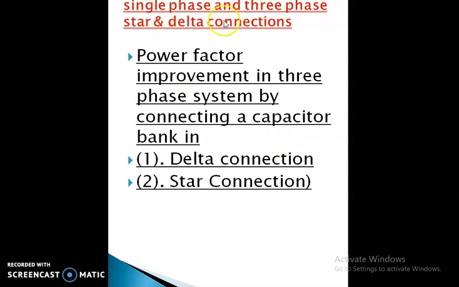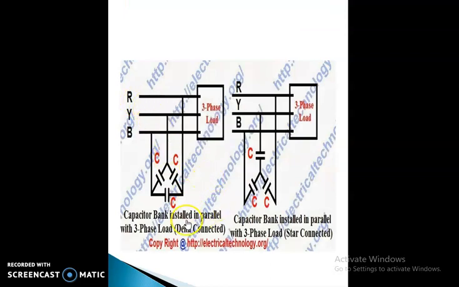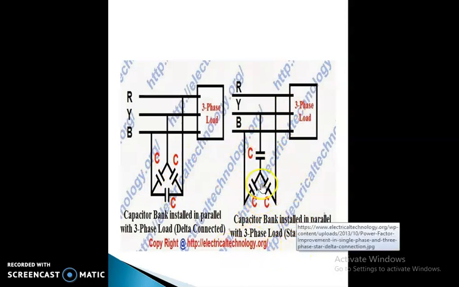Power factor improvement in single phase and three phase star delta connections. Power factor improvement in three phase systems is done by connecting a capacitor bank in delta connection or in star connection. So this one is the capacitor bank installed in parallel with the three phase load where the capacitors are connected in delta. Here the capacitor bank is installed in parallel with a three phase load connected in star.